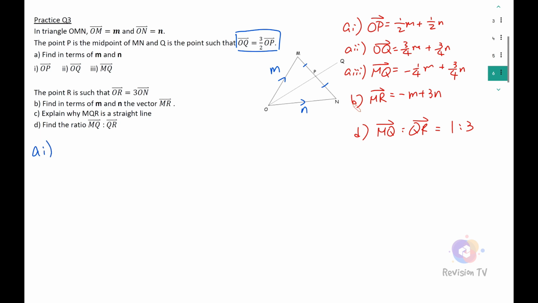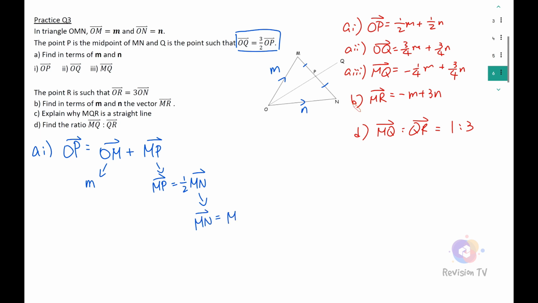From O to P, let's develop a route. From O to P, I could do from O to M plus M to P. We know OM straightforwardly is m, but we don't know MP. What we know on the MP line is that there's a little stroke in there, meaning it's half of MN. Do we know MN? We don't, but we can work it out.